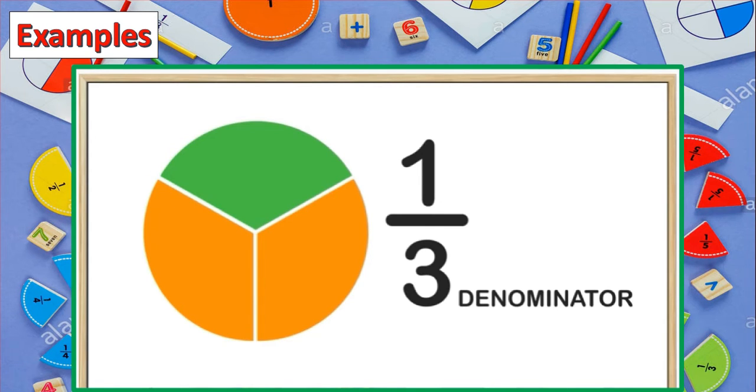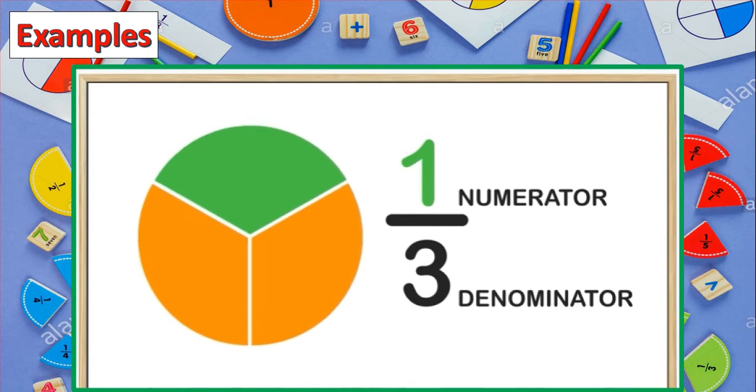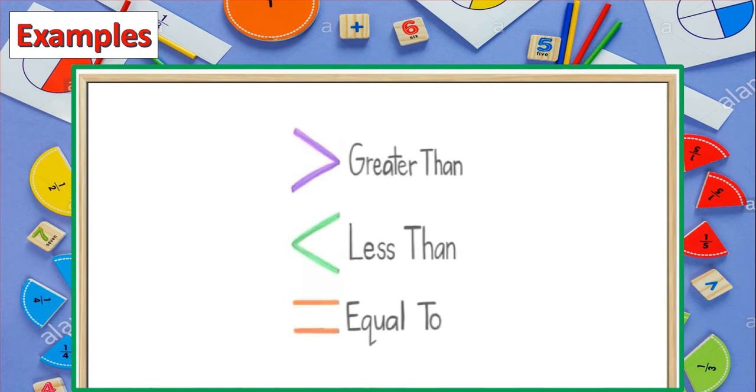To be a fraction, all parts must be equal. We have 3 total equal parts that make up a whole circle. The numerator tells us how many equal parts we're talking about. For example, the number 1 in the numerator is referring to one green part of the circle. The fraction is 1/3, or 1 of the 3 equal parts. When we compare fractions, we want to know which fraction is greater than, less than, or equal to.